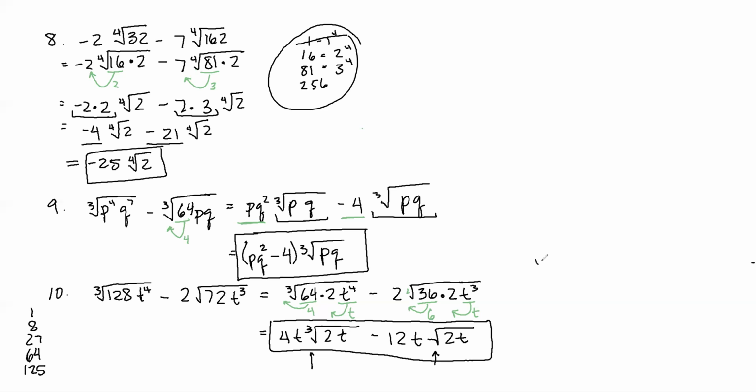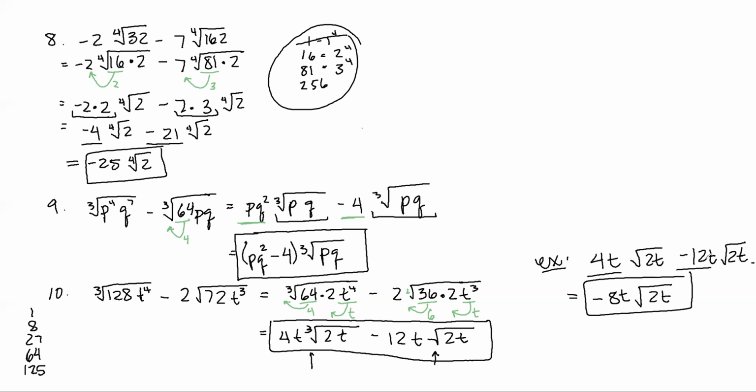I do want to point out one thing, just so you guys are aware. If we had 4t square root of 2t minus 12t square root of 2t, so if they're both square roots, we can combine these. You would keep your like radical, so keep the square root of 2t, and then 4t minus 12t is negative 8t. So just keep that in mind. You will see ones where you can actually combine your coefficients, but this is if they both had a square root, which they did not here, which is why we couldn't combine.